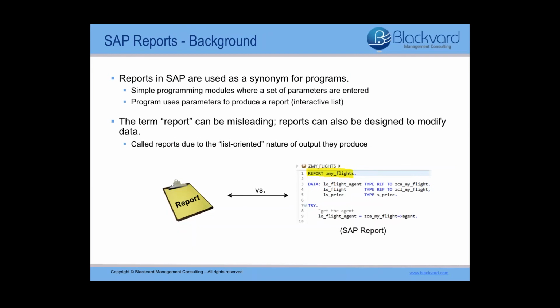First, let me repeat something regarding the background of SAP reports. As you know from the previous lesson, reports in SAP are used as a synonym for programs. So simple programming modules where you have a set of parameters, for example, user-defined search criteria and something like this, that can be entered in a report or program. If I mix it up, program in this case means the same as report. So programs or reports use parameters to produce such a report, for example, an interactive list.